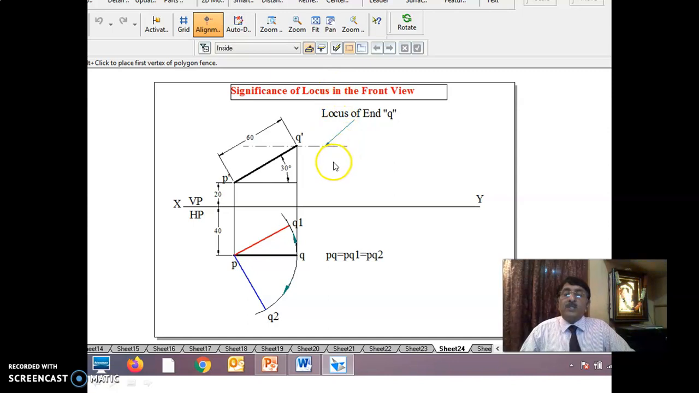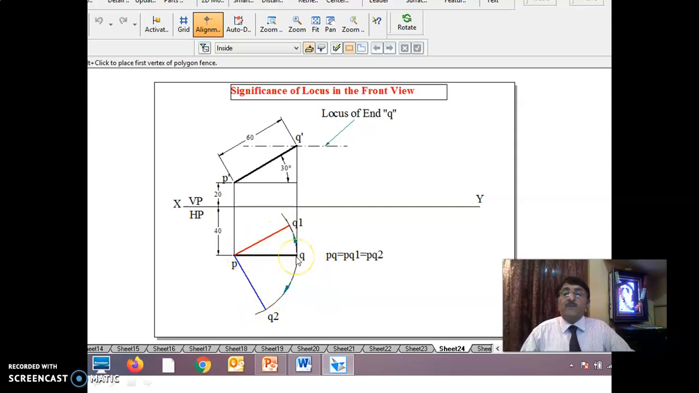Another important observation you can make out of this is, as long as inclination to HP remains same, if you rotate the line with respect to VP, the top view of the line remains same. That is why we draw an arc with P. Since P is fixed and Q is moving, with P as center and PQ as radius, I can draw an arc this way, because the length of the top view remains same.